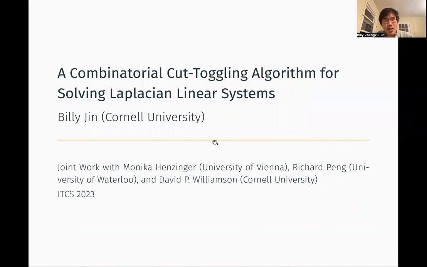I'm a PhD student at Cornell University, and I'm happy to present my joint work with Monika Henzinger, Richard Peng, and my advisor, David Williamson, and it's about a combinatorial cut-toggling algorithm for solving Laplacian linear systems.